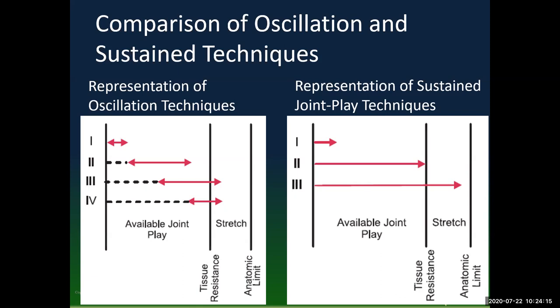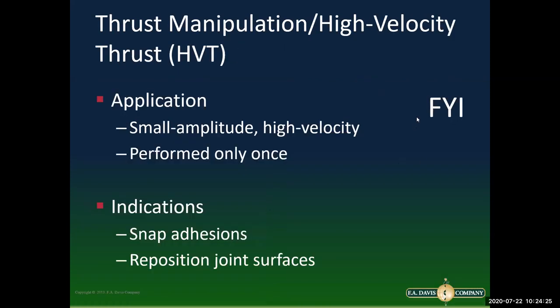So in this case, grade one in the stretch technique is a very low amplitude. Grades two and three are a little bit greater amplitudes. Again, I'm putting FYI on this chart because this is for your information only. Understand, we do not do high velocity thrust or thrust manipulations. These are small amplitude, high velocity. They're only performed once. We should not be walking up and down, constantly popping that same area. Once you get that snap, you're done. It's going to be a quick pop, a very, very high velocity motion.